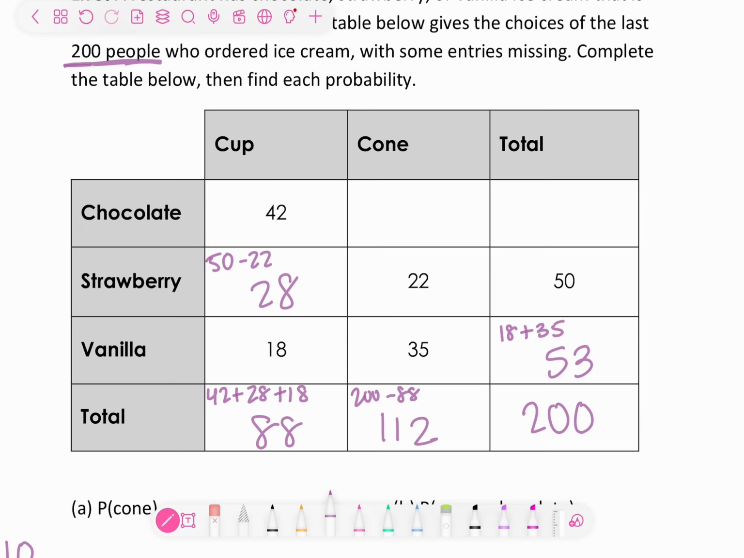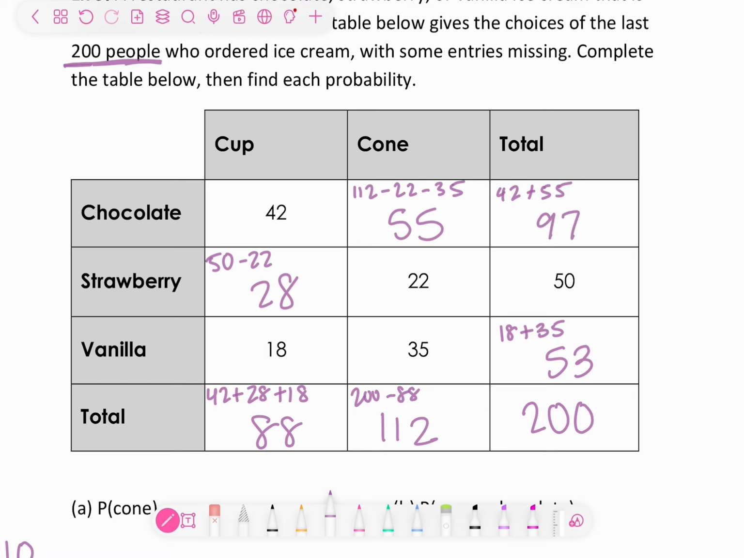So now what we need to do, if we want this joint frequency for chocolate and cone, we need to take our 112, which is our total, and subtract the 2 joint frequencies this time. So it's going to be 112 minus 22 minus 35, and that's going to be 55. And then we can just add those 2 up and get our total here on the right side. So 42 plus 55 is going to be 97.